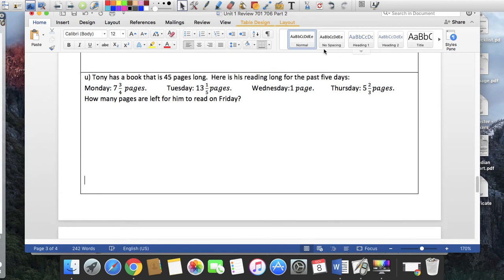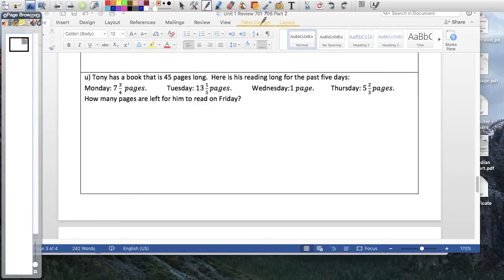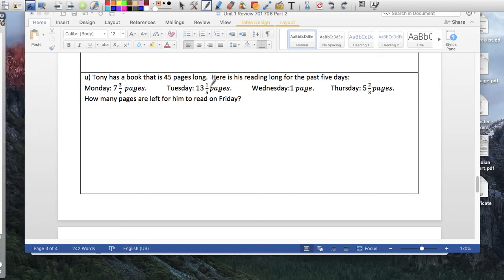So this question says that the book that he's reading has 45 pages, and he's read some pages on Monday, some on Tuesday, some on Wednesday, and some on Thursday. And he wants to know how much is left for him to read on Friday. So let's add what he has read so far. Plus 1, plus 5 and 2/3.